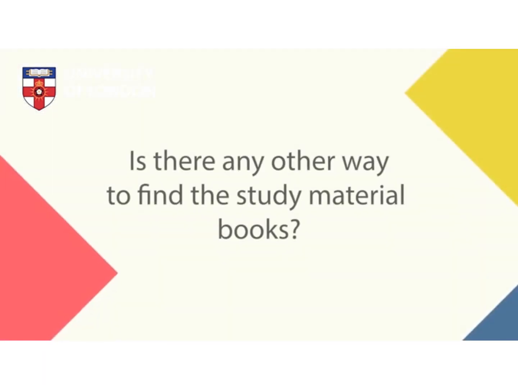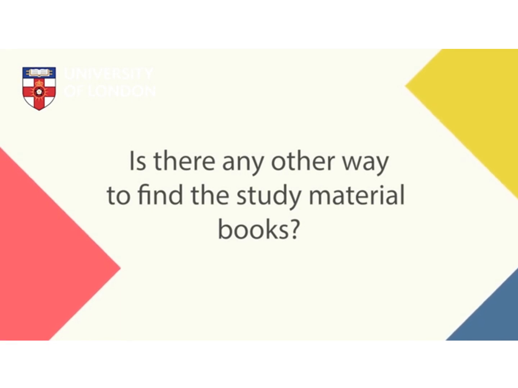Is there any other way to find out the study material books? The way to do that is to search in Summon, but you can email us. If you mean to find out which books that you need, that will be listed on your reading list. So if you go to your reading list in your module, it will tell you which books you're recommended to read, and then you can go and search for those in the library. And if you can't find them, then email us, because it may be that we do have it and you've just not found it, or maybe we don't have it, but we might be able to get it.